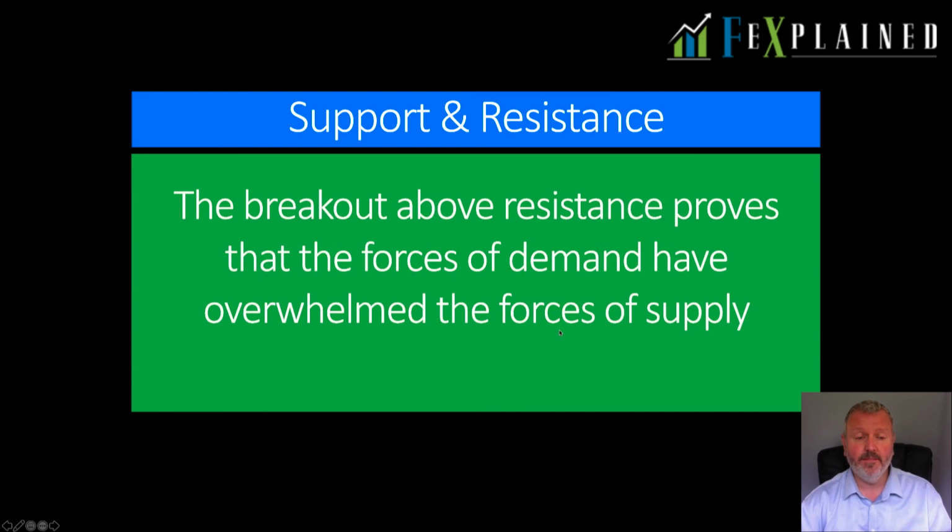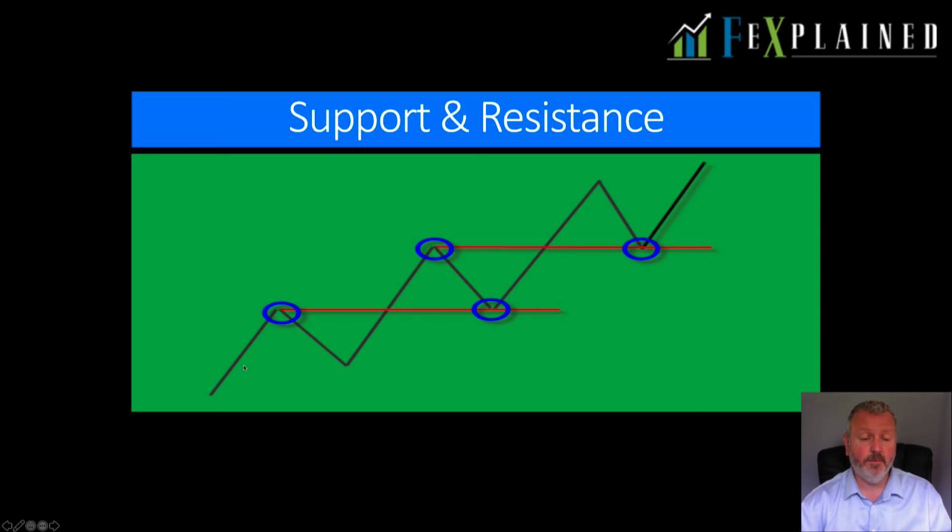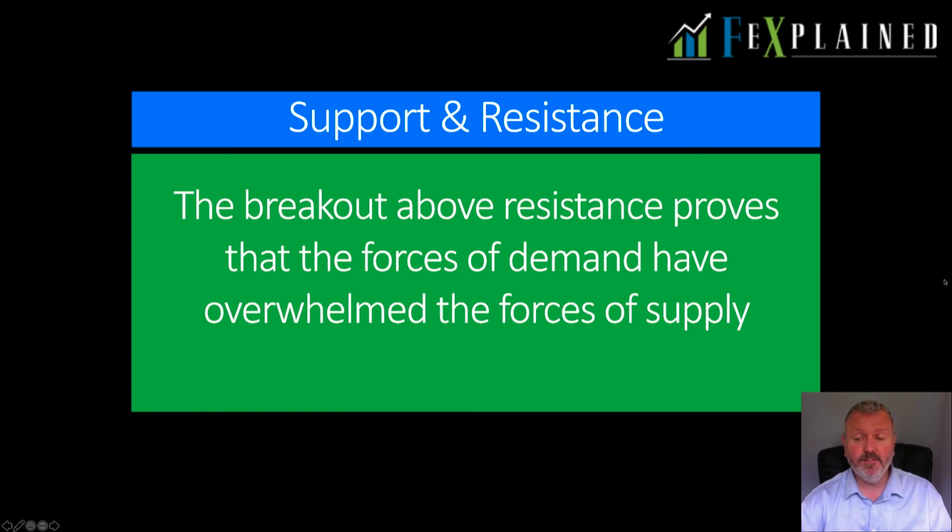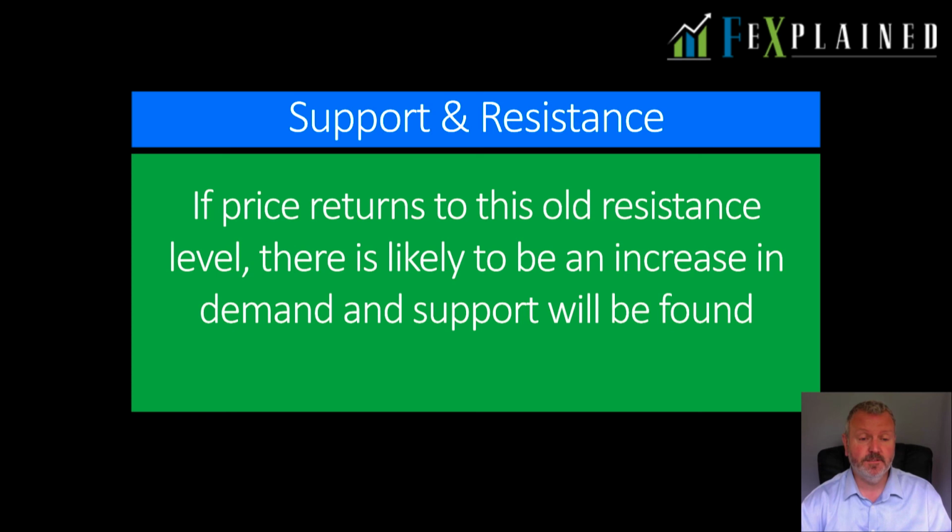And here we see an example. The market moves higher, dips back lower, breaking through resistance, but then the market comes back down lower and retests the old resistance, and now the old resistance is support. And again here, the market tests back lower. The old resistance here now becomes support here. The breakout above resistance proves that the forces of demand have overwhelmed the forces of supply. If price returns to this old resistance level, there is likely to be an increase in demand and support will be found.